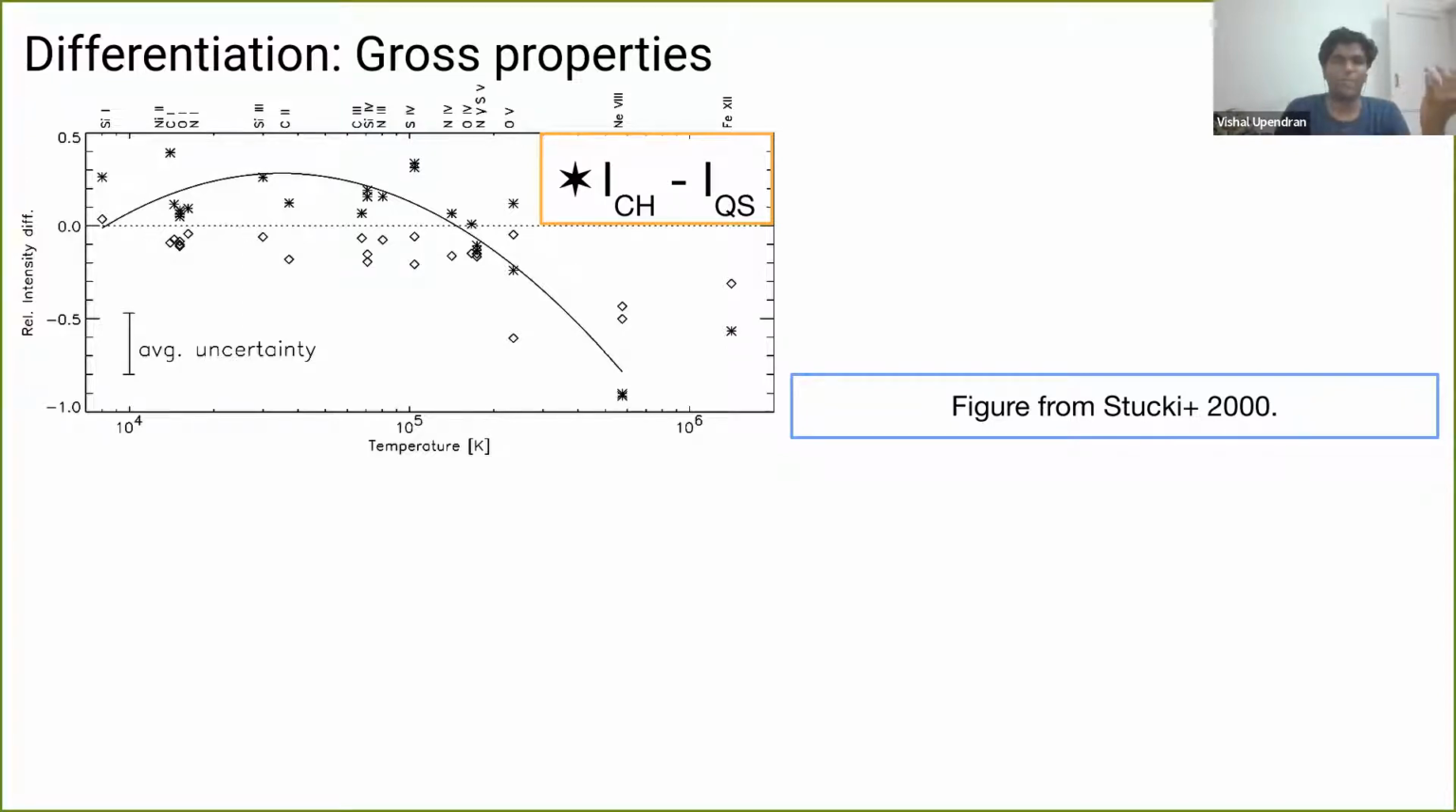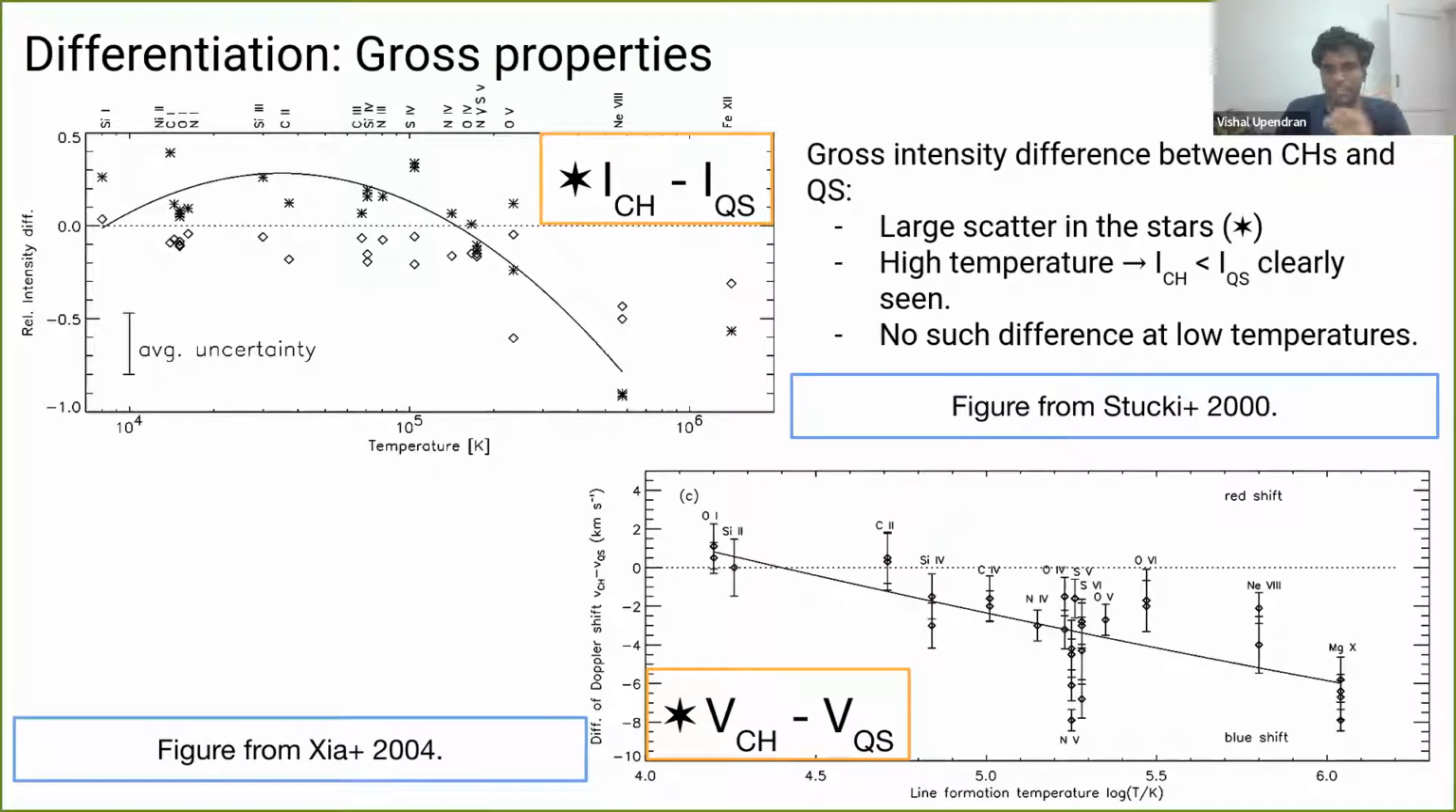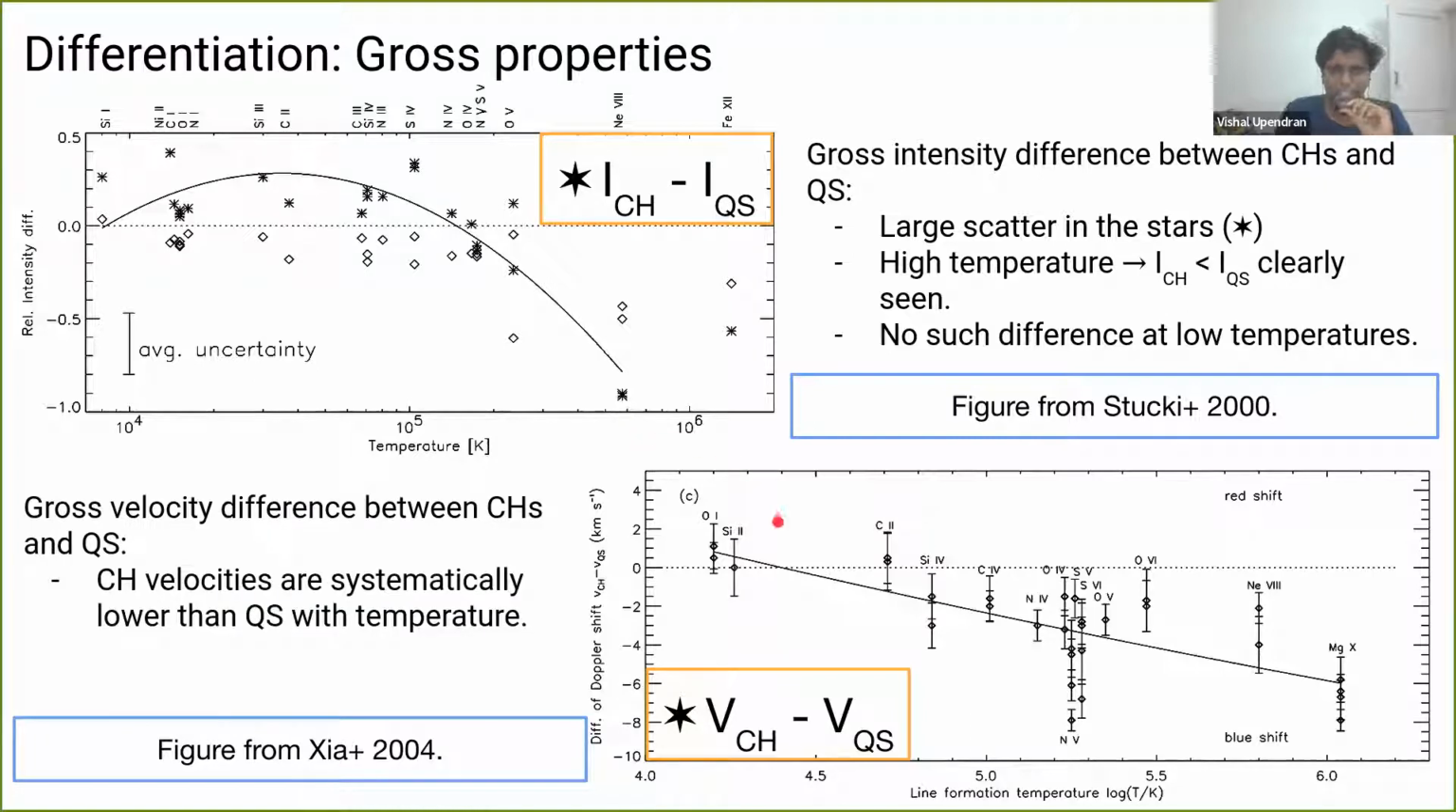But why do you just stop at the intensities? You can also look at the velocities. So yeah, you don't find much difference at the lower temperatures. If you now look at the velocities, at the lower temperature ions, within the error bars, the coronal hole average velocity is very similar to the quiet sun average velocity. There are not many differences there. But if you look at these hotter lines like neon 8, magnesium 10, you can clearly see that the coronal holes are more blue shifted when compared to quiet sun. Blue shifted means the plasma is coming out towards you. So plasma is going like that towards you.